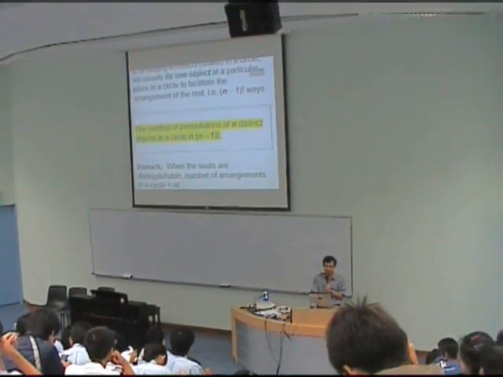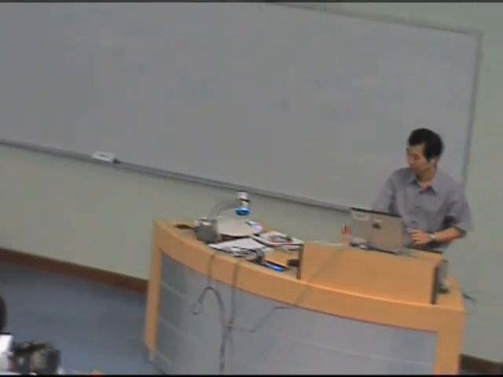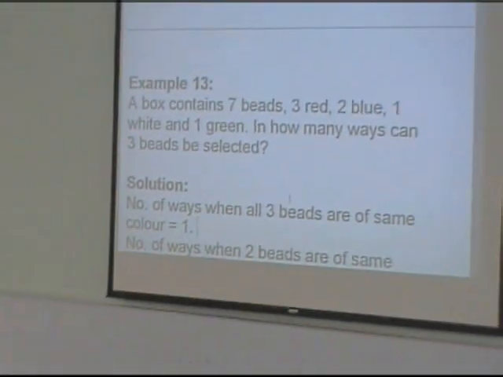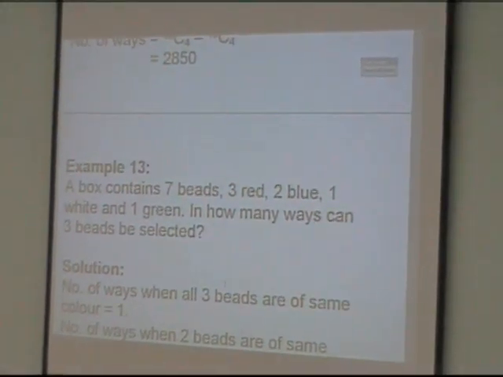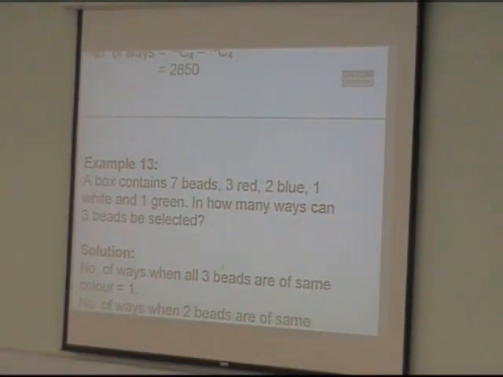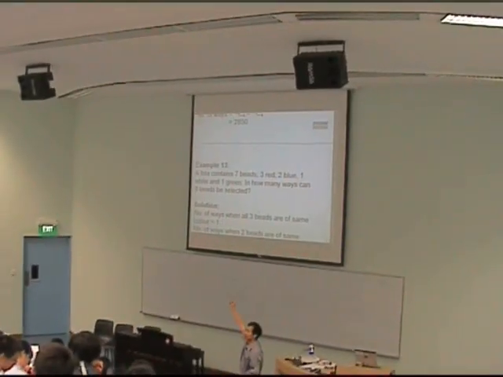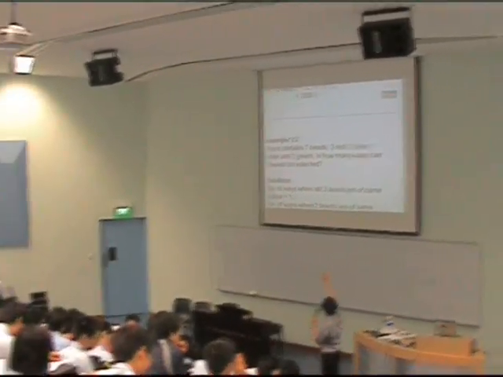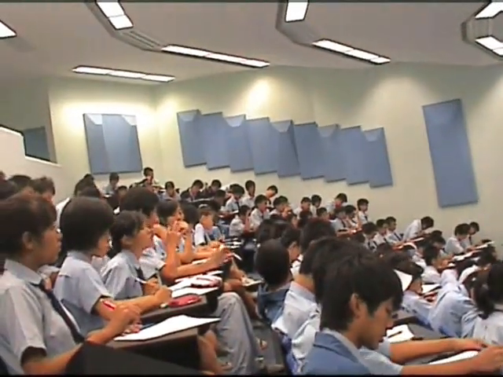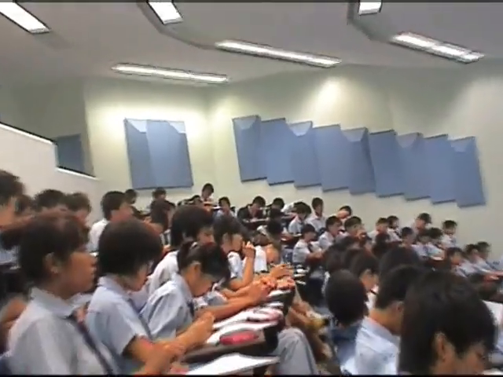Okay, of course if the seats are colored, this is when all the seats are the same color. Can you have all 3 seats the same color? How do I get 3 seats the same color? Tell me. All red, yes. There are 3 reds, but there are not enough blues, not enough white, not enough green. So the only way to get all the same color is only one way: red, red, red.